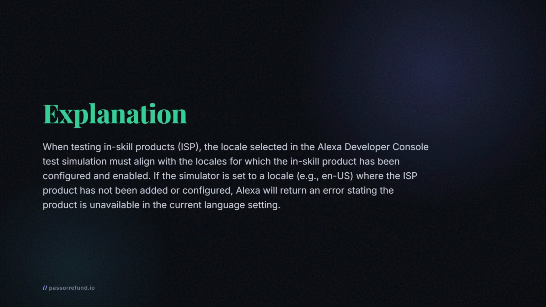Here's the answer. B. When testing in-skill products, ISP, the locale you pick in the Alexa developer console test simulation needs to match the locales where you've set up and enabled that in-skill product.